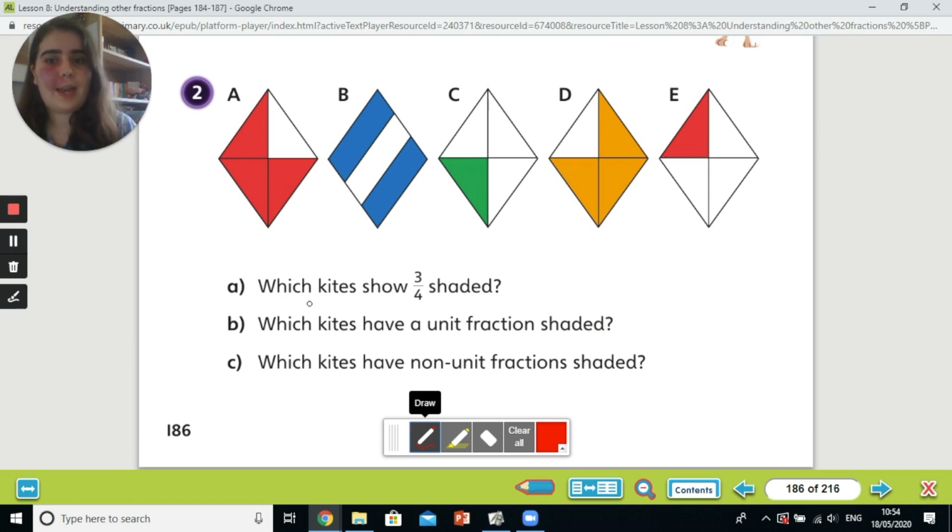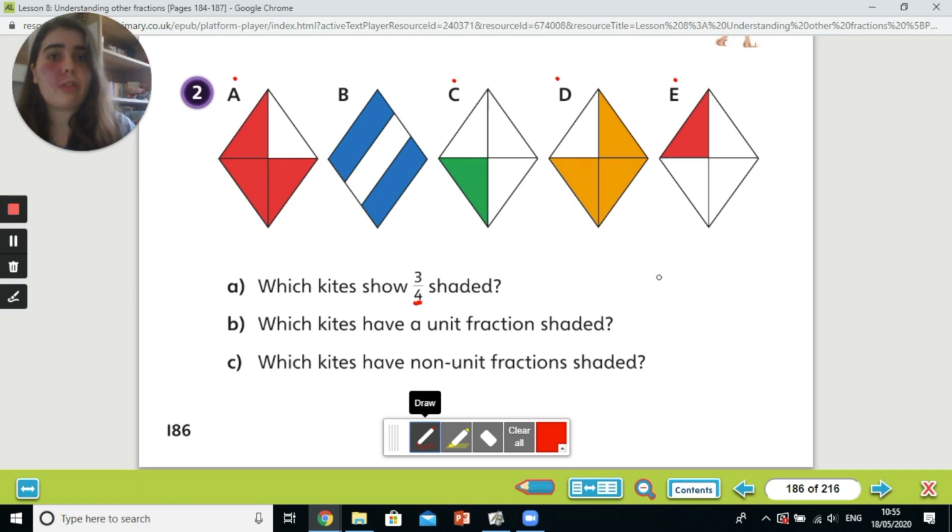Let's have a look at 2a, which kites show 3/4 shaded. So we know that in the fraction 3/4, our denominator is 4, so our kite must have been split into 4 equal parts. So our possible answers, which kites have been split into 4 equal parts? A has, C has, D has, and E has. But now if we look at our numerator, we know that 3 of those 4 parts had to have been shaded.